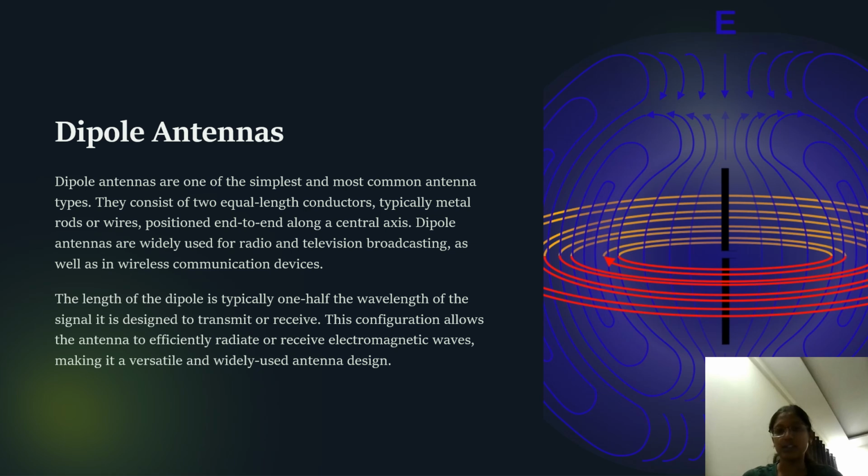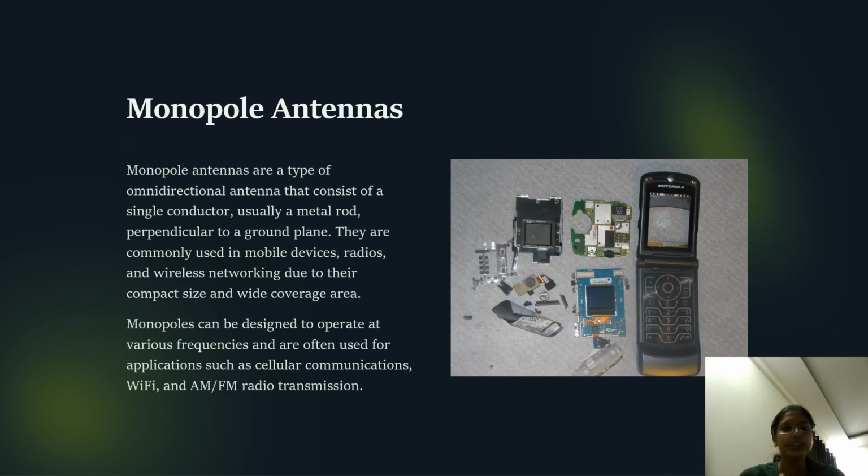They are widely used in radio and television broadcasting as well as in wireless connections. The wires are connected around the rod, and it will communicate. The transmission of data takes place wirelessly. The length of the dipole is typically one half the wavelength of the signal it is designed to transmit or receive. This configuration allows the antenna to efficiently radiate or receive electromagnetic waves, making it a versatile and widely used antenna design.